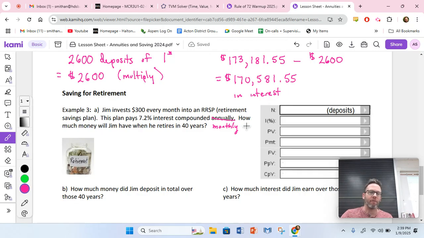Obviously, your TI Inspires, it's pressing a few buttons. We have to make sure we're setting it up correctly. N is not 40. He is retiring in 40 years. N is the number of deposits. How many deposits will Jim make over his working career? It's 40 times 12. Why 12? Because it's a monthly question. He's depositing monthly. 480.